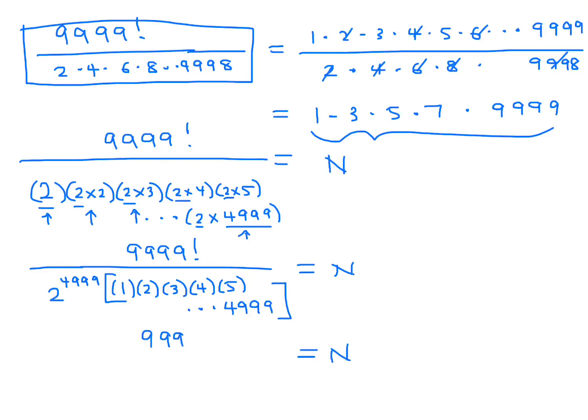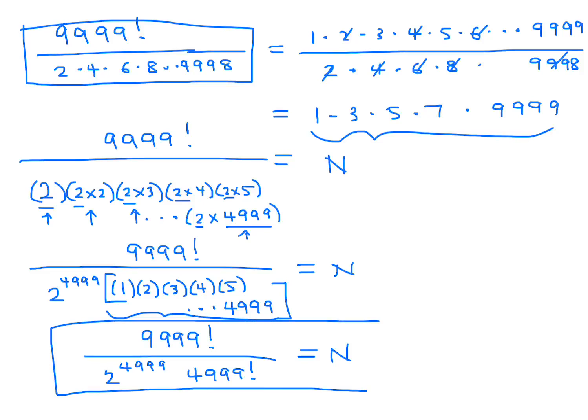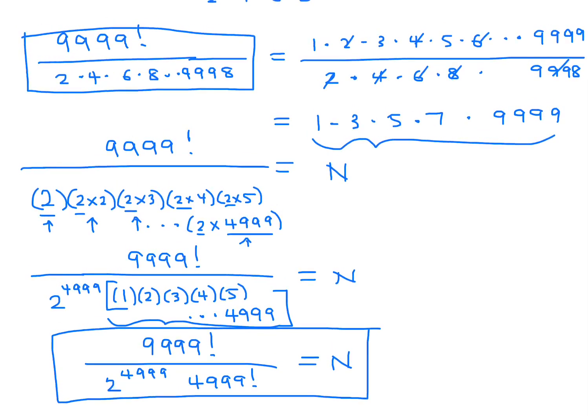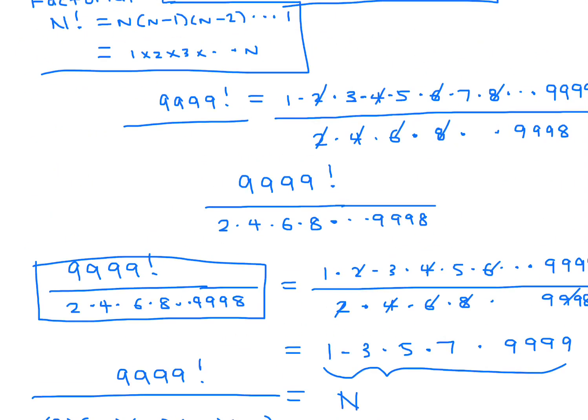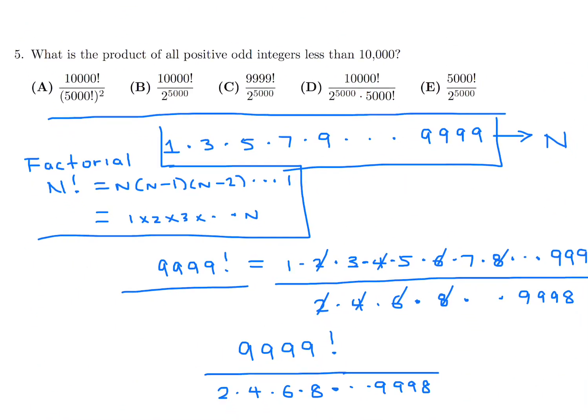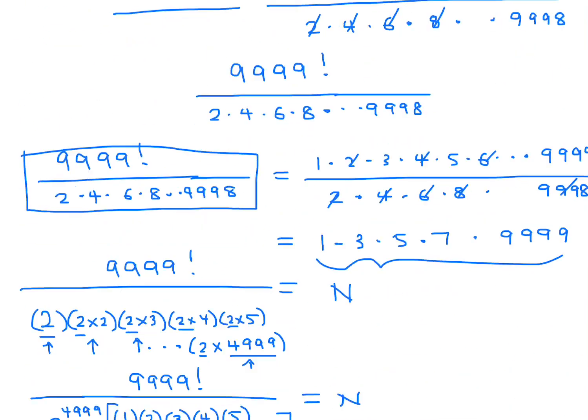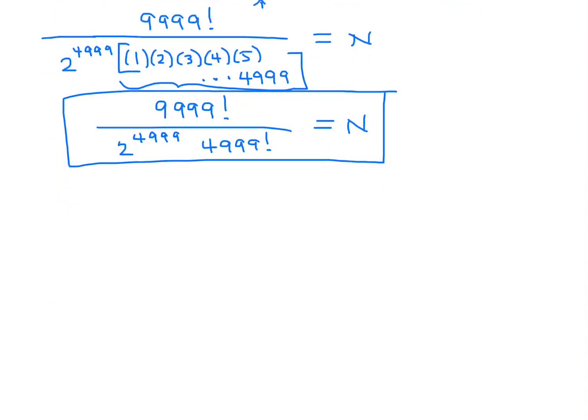We've got 2 to the power of 4999, and this is what? It's 4999 factorial. All right? So let's see if this is one of our answer choices. 9999 factorial over 2 to the power of 4999 times 4999 factorial. Let's see, and it is not. Oh no. All right, no problem. We can continue manipulating this.